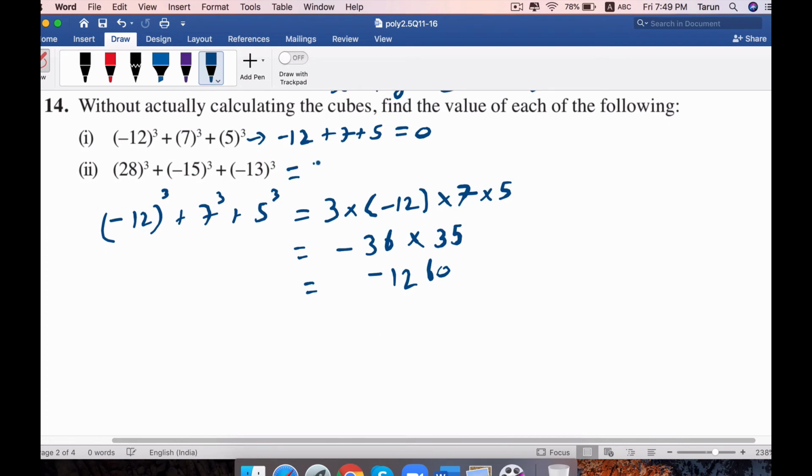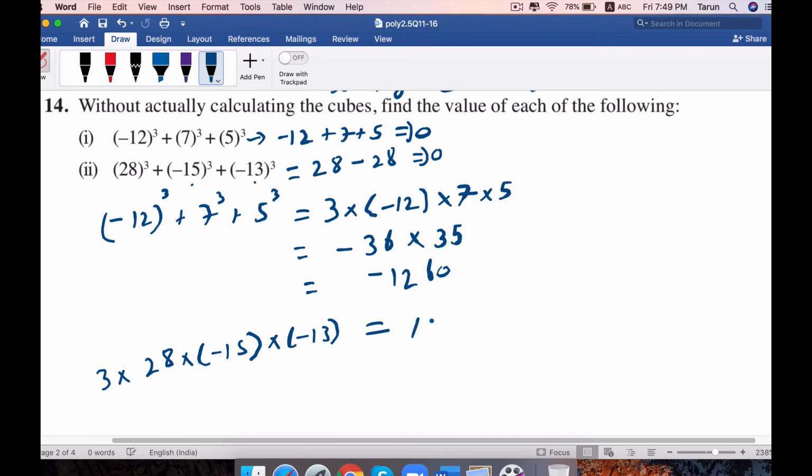Similarly, let's verify the second one. It says 28 minus 28, because minus 15 and minus 13 will give me minus 28. It's also 0. So that means it can be solved the same way. I can write 3 into 28 into minus 15 into minus 13. When we solve it, we should get positive, because negative and negative will cancel. So the answer is 16380.